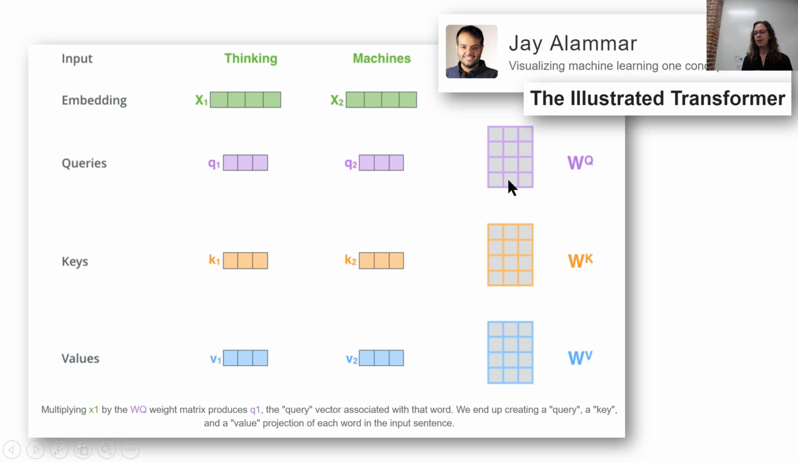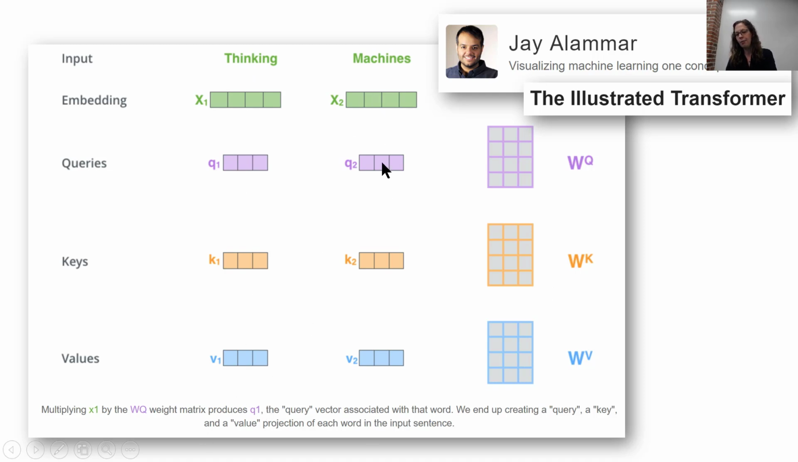Or rather, sorry, I should say, we learn these weights, and then we're multiplying x1 by wq to get q1. So it's coming from this word 1, times this weight matrix gives us q1, x2 times wq gives us q2, x1 times wk gives us k1, x2 times wk gives us k2, and so on. And so this is how we're getting our queries, keys, and values. You can see that these correspond to the word thinking, because we used its embedding times different weights to get these vectors.